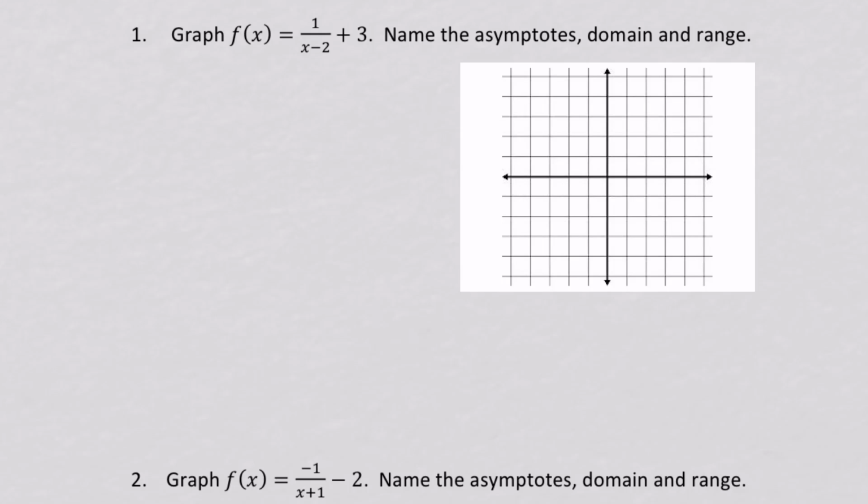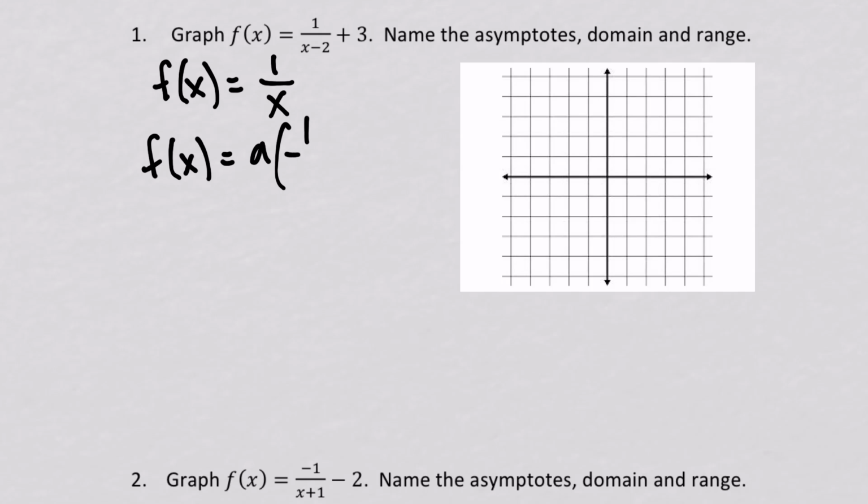Okay, so first I'm going to compare this graph. This is actually the simplest version of a rational function that we know. If you recall, a rational function always looks like this. F of x equals 1 over x, this is the parent function. And then we can transform it into this form, 1 over x minus h plus k, right? Where h and k basically give you your asymptotes, okay?